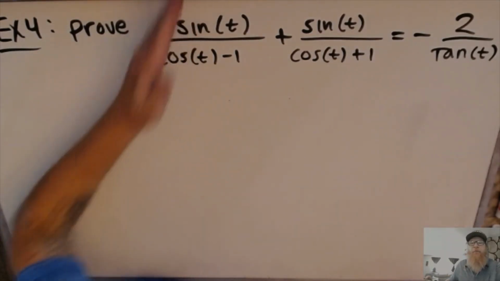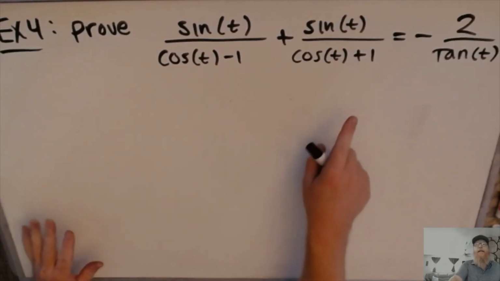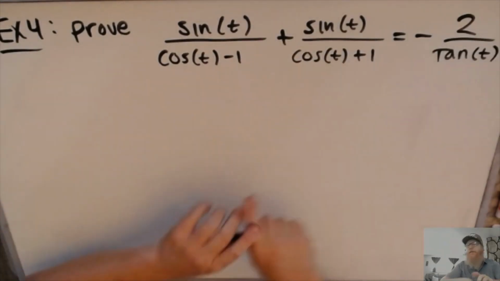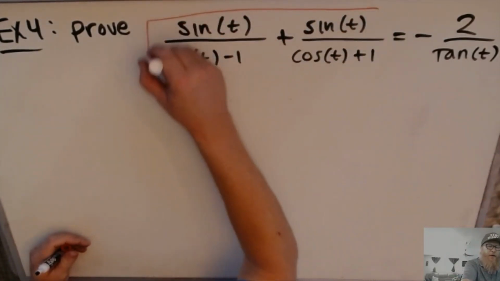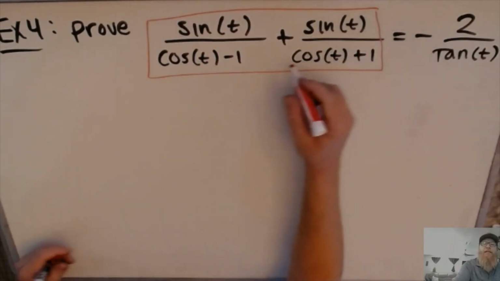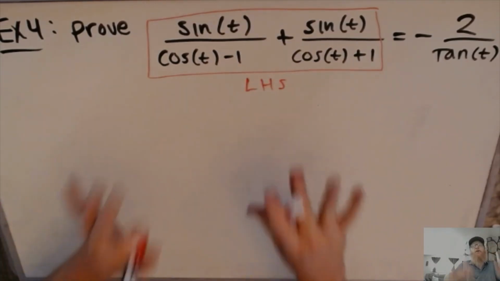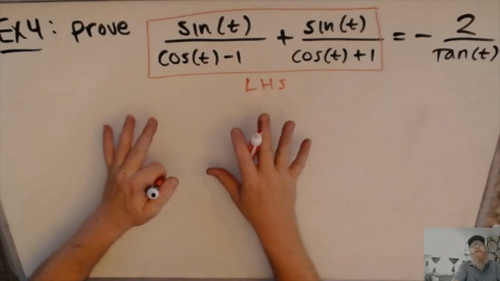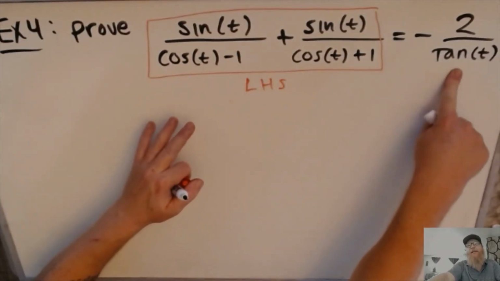Okay, example 4. Back to example 4. So we're going to prove this identity. Pick one of the two sides to work with. I usually pick the more complicated side. So that's the left-hand side. You can work only on one side, and then we're going to stop if we can get the left-hand side to exactly equal this right-hand side.